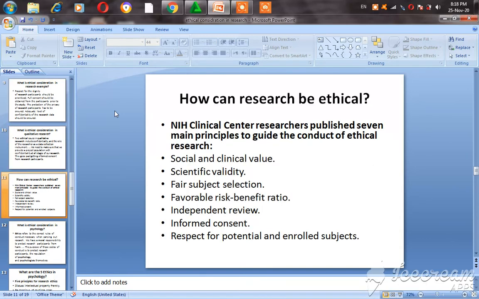How can research be ethical? NIH Clinical Center researchers published 7 main principles to guide the conduct of ethical research: social and clinical value, scientific validity, fair subject selection, favorable risk-benefit ratio, independent review, informed consent, and respect for potential and enrolled subjects.